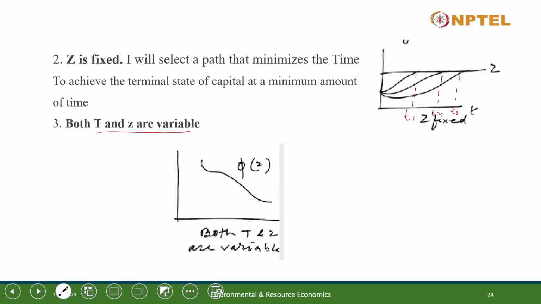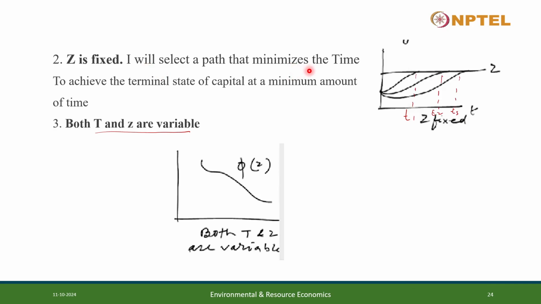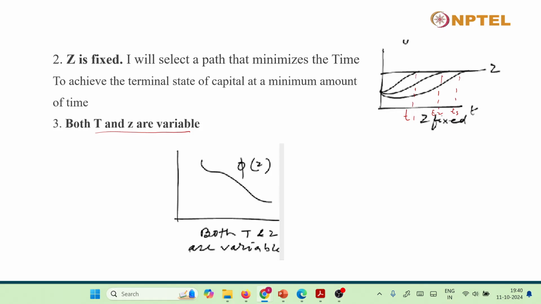Okay. In the case when Z is fixed, my final state is fixed, but my time is not fixed, then what will I choose? I will choose the path which minimizes the time. So this T1 is the minimum time to achieve the economy Z. In this case, I will try to find the minimum time. Now, there is another case where T and Z are both variable, which we are not discussing right now.